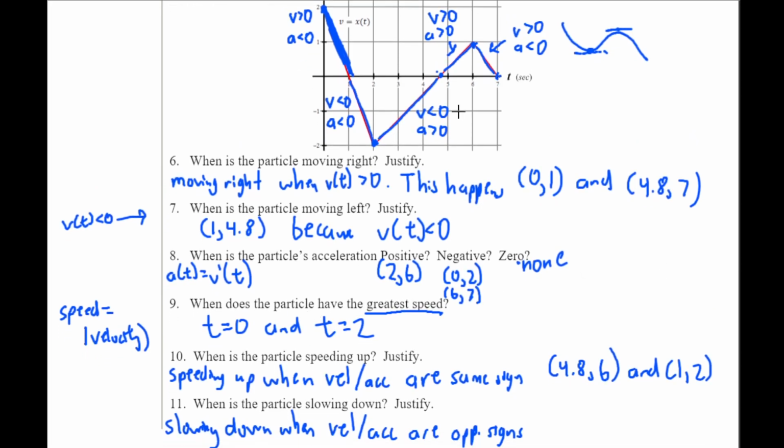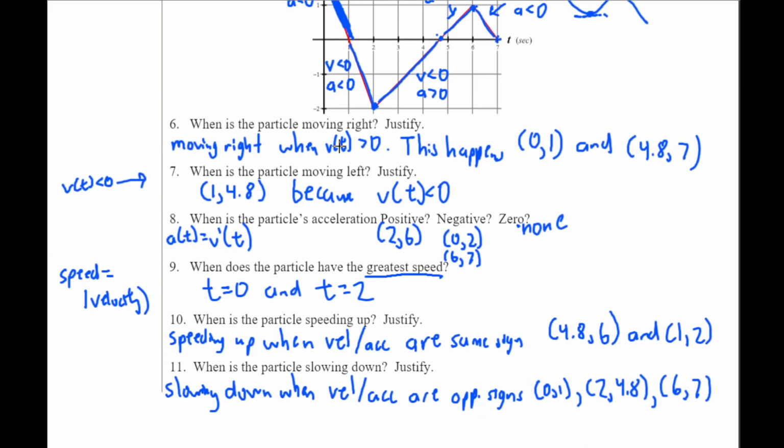When's the particle slowing down? Well, the particle is slowing down from 0 to 1 because velocity and acceleration are opposite signs. From 0 to 1, 2 to 4.8, and also last one, 6 to 7. This was a long lesson here, but I cannot stress the importance of it, so you can go ahead and take your time with the practice.